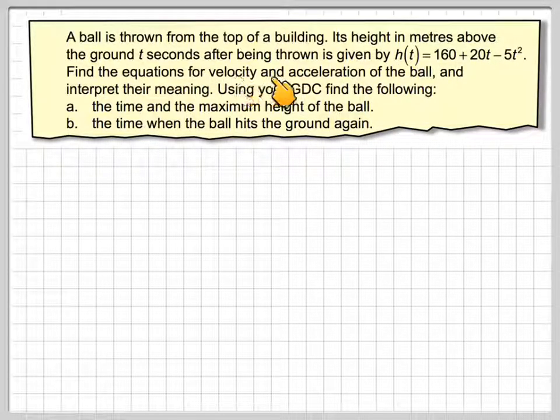Find equations for the velocity and the acceleration of the ball and interpret their meaning. Use your GDC to find the following: the time and the maximum height of the ball, and the time when the ball hits the ground again.